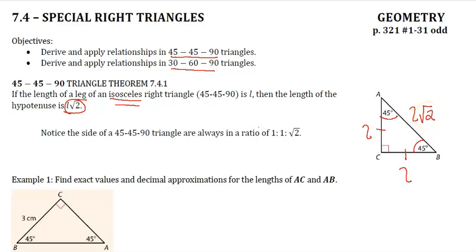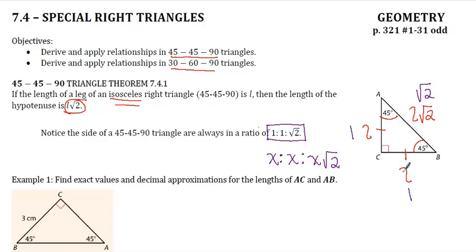Another way to look at it, notice the sides of a 45, 45, 90 triangle are always in a ratio of 1 to 1 to the square root of 2. So this side would be the 1, this one is the 1, and this side is the square root of 2. Some textbooks are going to say it's a ratio of x to x, because those sides are the same, and then x times the square root of 2. A lot of textbooks won't necessarily use the L because people think it's a 1 instead of an L. So you could see it in a lot of different ways, and that's fine.